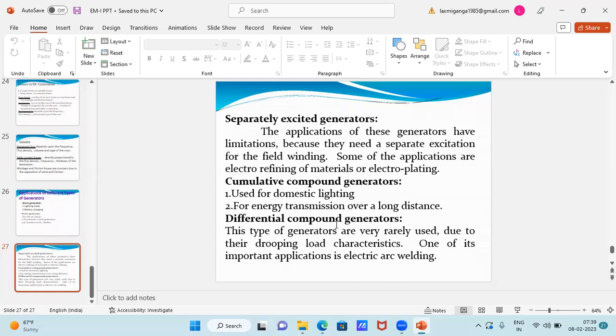Coming to the cumulative compound generators, they are used for domestic lighting and for energy transmission over long distances. Differentially compound generators are very rarely used due to their drooping load characteristics. One of their important applications is electric arc welding.